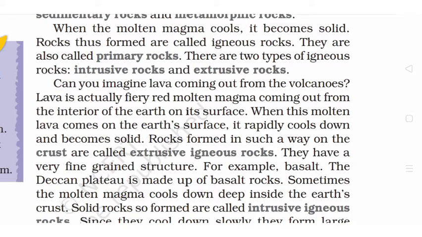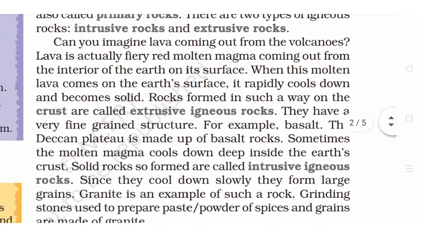Lava is actually fiery red molten magma coming out from the interior of the earth onto its surface. Now what is lava? It is coming from the interior of the earth, meaning inside the earth, onto the surface, the upper part of the earth. And it is fiery, like fire, red color fire. Molten magma coming out from the interior is known as lava.